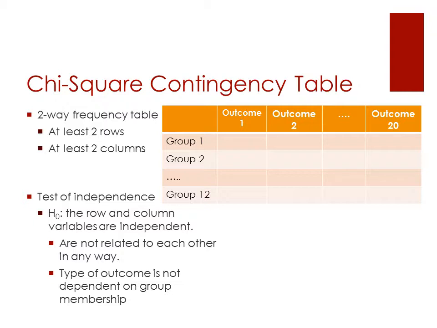So when we're doing the chi-square contingency table, again, this is a test of independence. That is our assumed null, that the rows and the column variables are independent of each other and thus not related to each other in any way. If we find that we reject the null, that would mean that in fact there is a relationship between the rows and the columns, ergo your group membership is in some way related to the type of outcome you have.